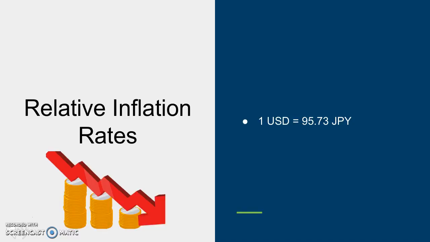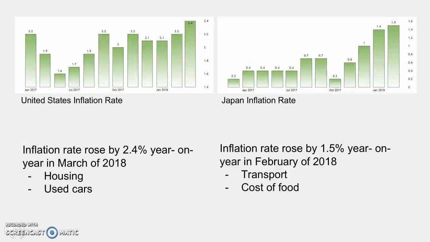According to Travelex, the United States dollar to Japanese yen is around 95.73. That means 1 US dollar is worth 95.73 Japanese yen. If you flip it the other way, the Japanese yen to US dollar rate is 0.0104. That means 1 Japanese yen is worth 0.0104 US cents.